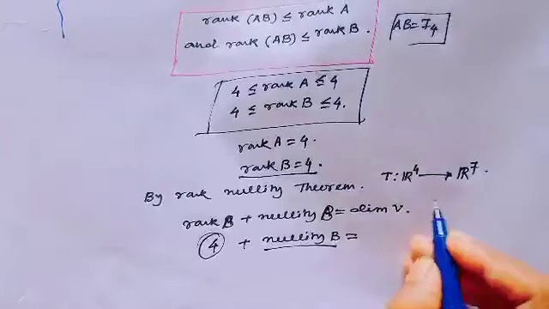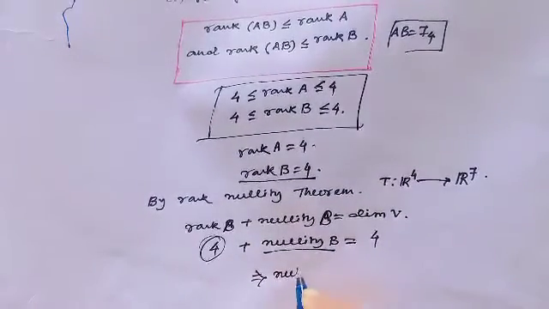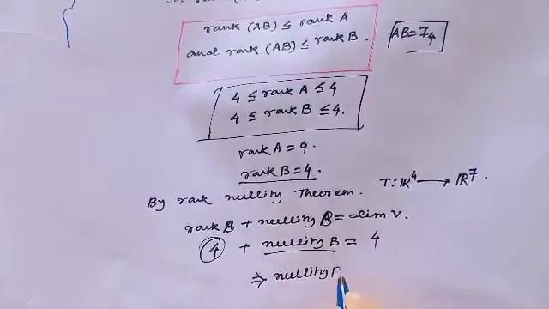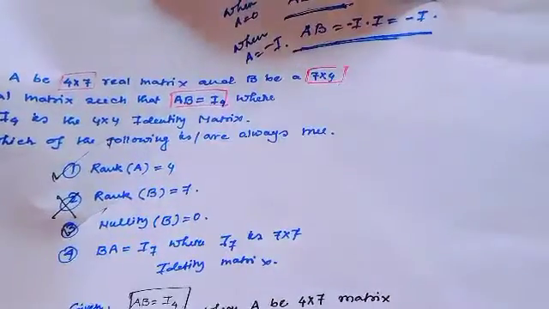So here the dimension of the vector space is 4. That implies nullity of B equal to 0. Okay, option 3 is a right option.